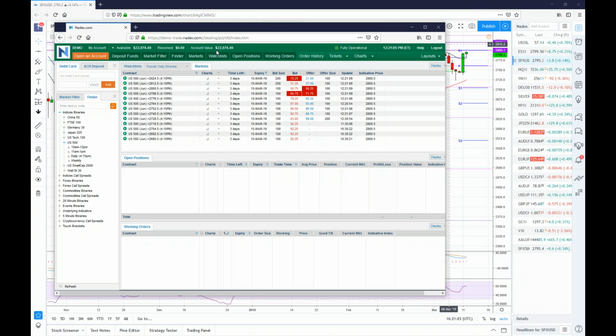So my rule of thumb when I trade is that I want to risk about 1% of my account on this trade, on this potential setup.